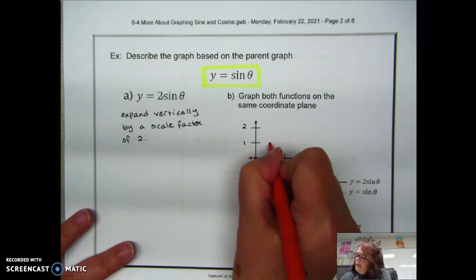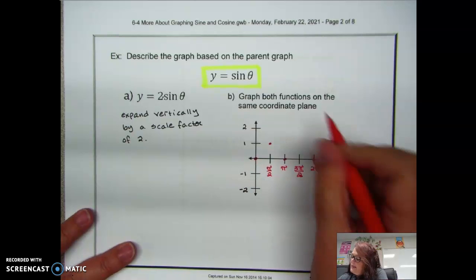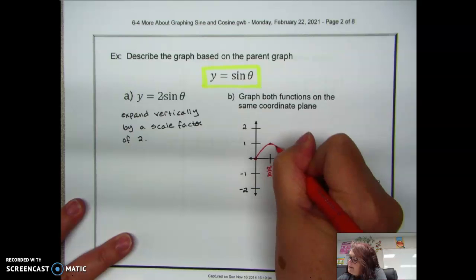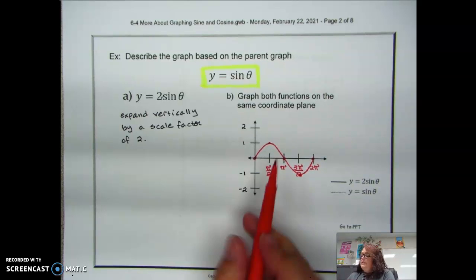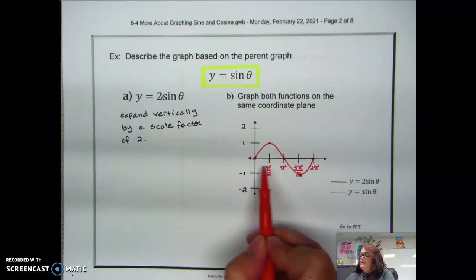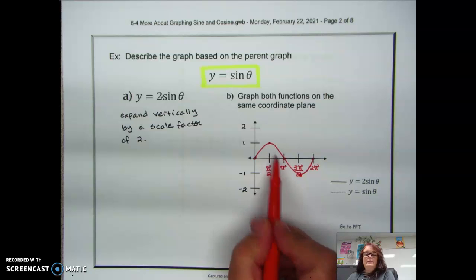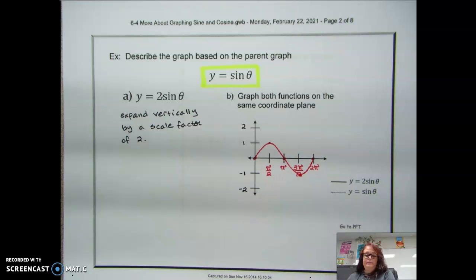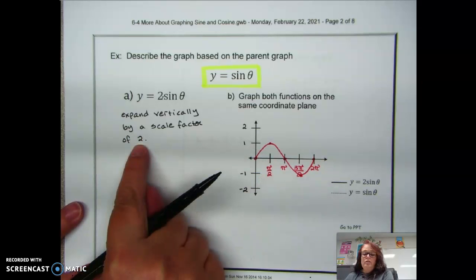So with sine, we had a hill, and then we had a valley, and then we ended up right back at 0. So we said sine had zeros or x-intercepts at n pi, and it had maxes and mins at odd pi over 2. So what this one is doing is saying whatever your height is, multiply it by 2.